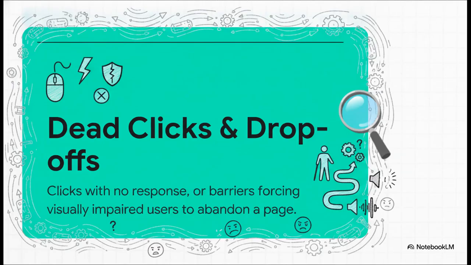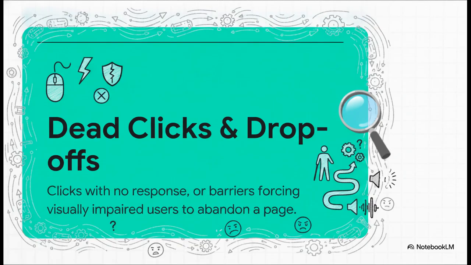Okay, let's dive into this. When we talk about these hidden usability barriers today, we're really focusing on two main culprits of digital friction. First up, dead clicks. You've probably experienced this. These are user actions, like tapping a button or clicking a link, that result in absolutely no response from the interface. Nothing happens. It's incredibly frustrating, right?